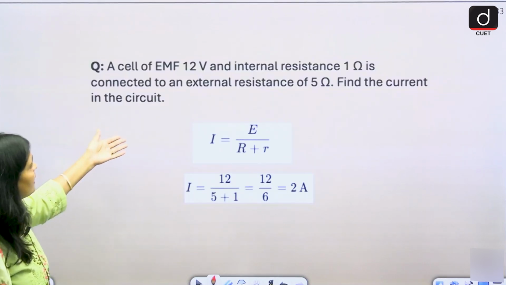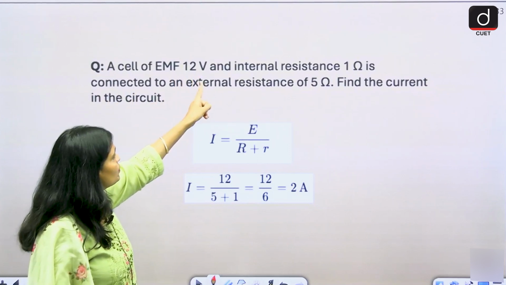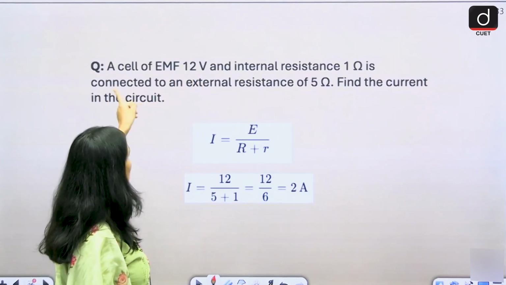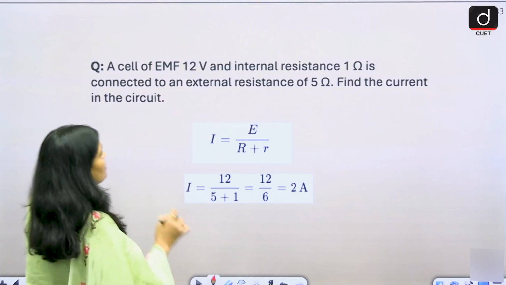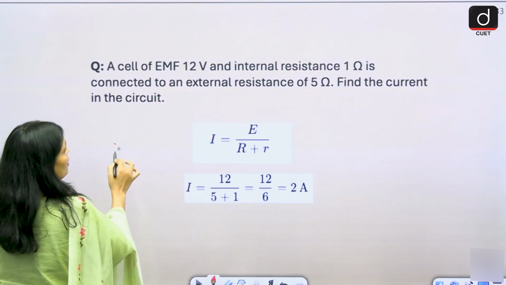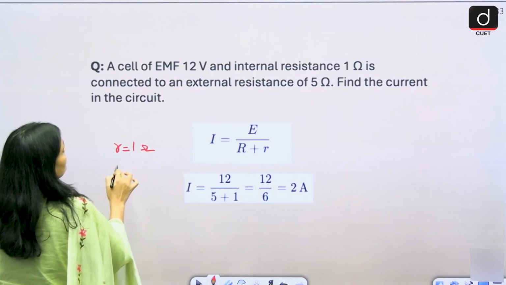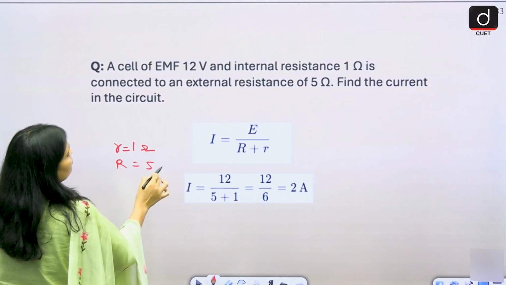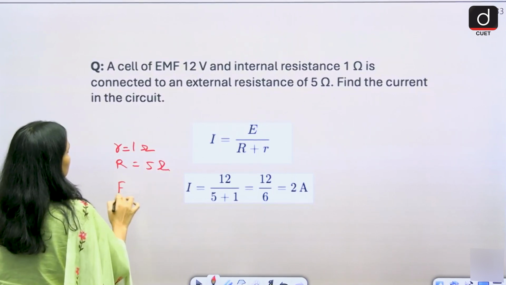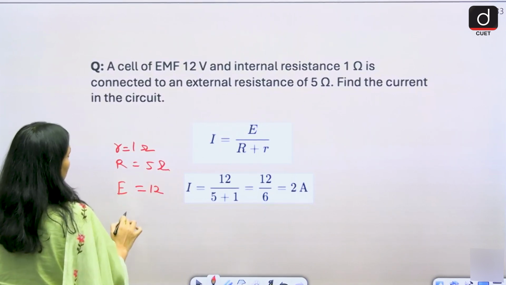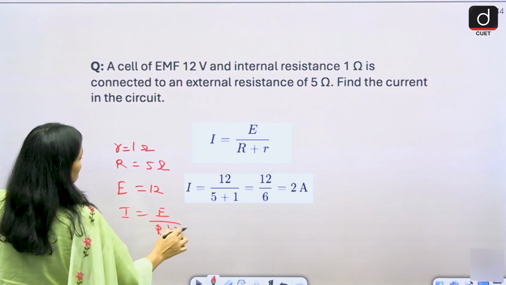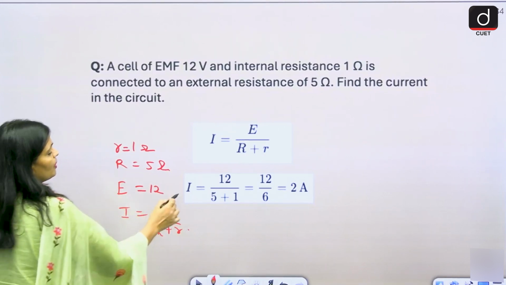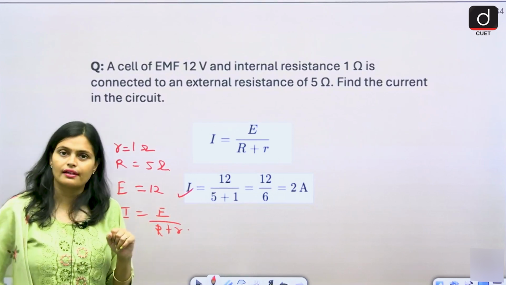Similarly, again we have a cell of EMF 12 volt, internal resistance small r is 1 ohm, connected to capital R of 5 ohm. So here small r is given as 1 ohm, capital R is 5 ohm and E is given as 12. Find the current. What was the current? I is equal to E by R plus r. Simply put the formula, you will get 2 ampere current.